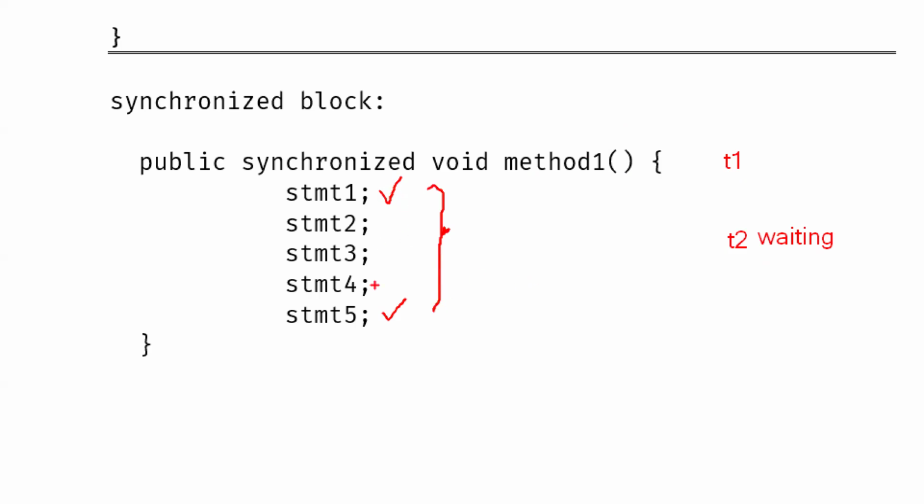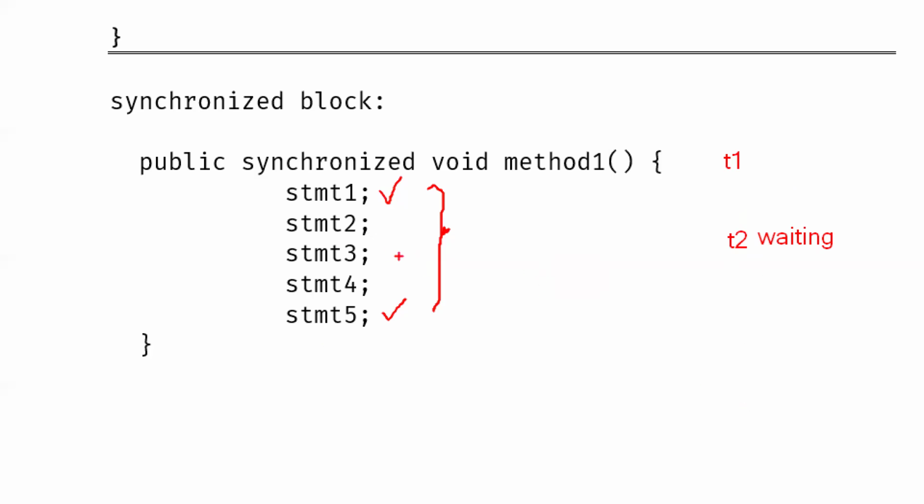Okay. After all the statements are executed, the thread releases the lock on the object so that the next thread will get the chance to acquire the lock, because at a time only one thread can acquire the lock on an object. And now thread 2 got the lock, and thread 2 will enter. It will start executing the method.